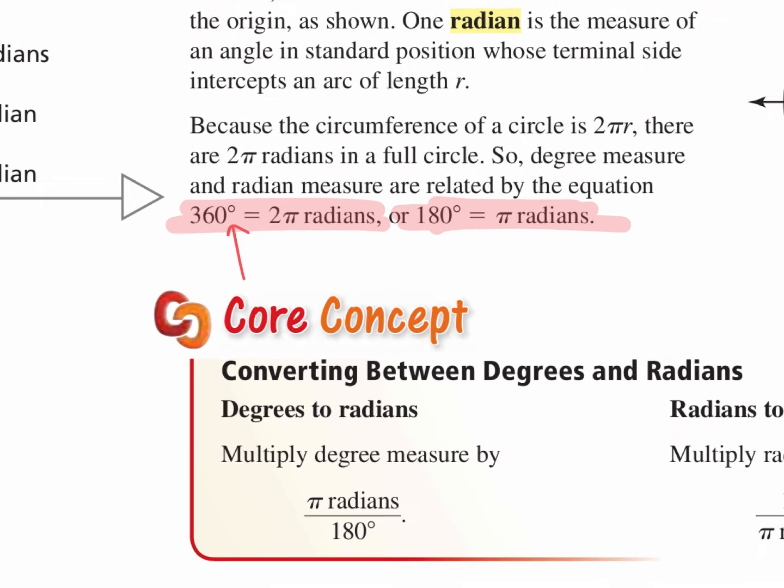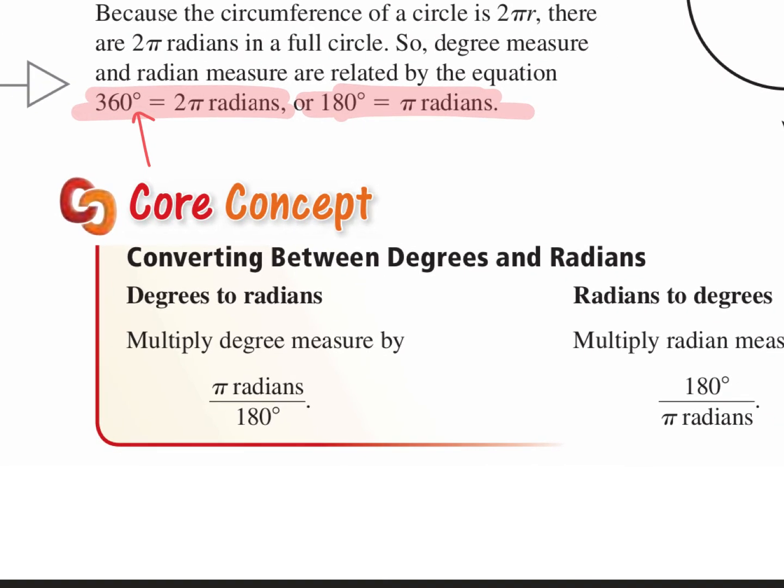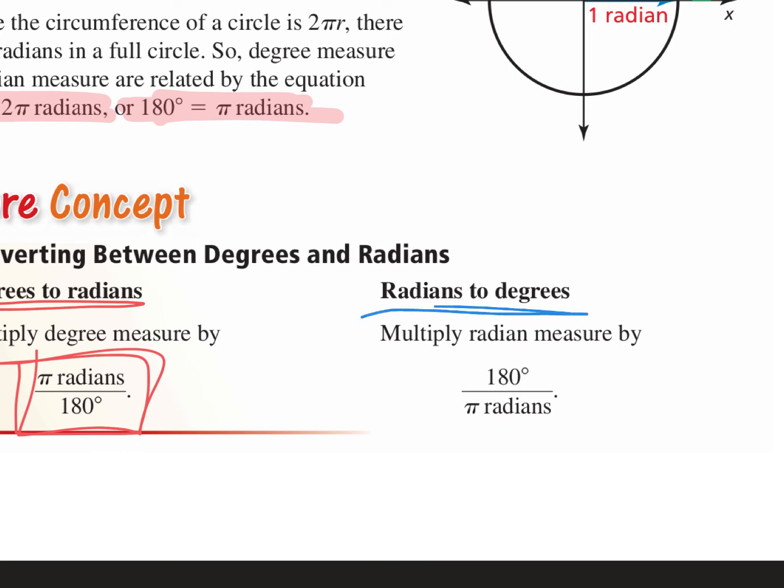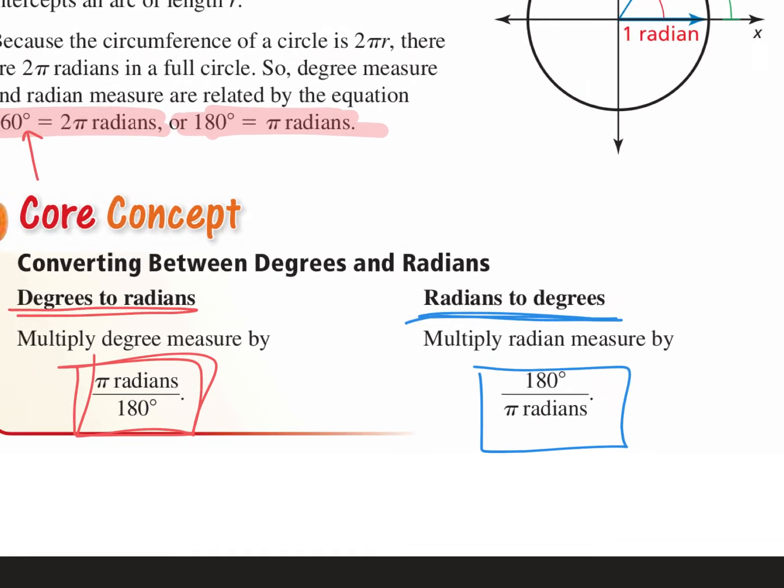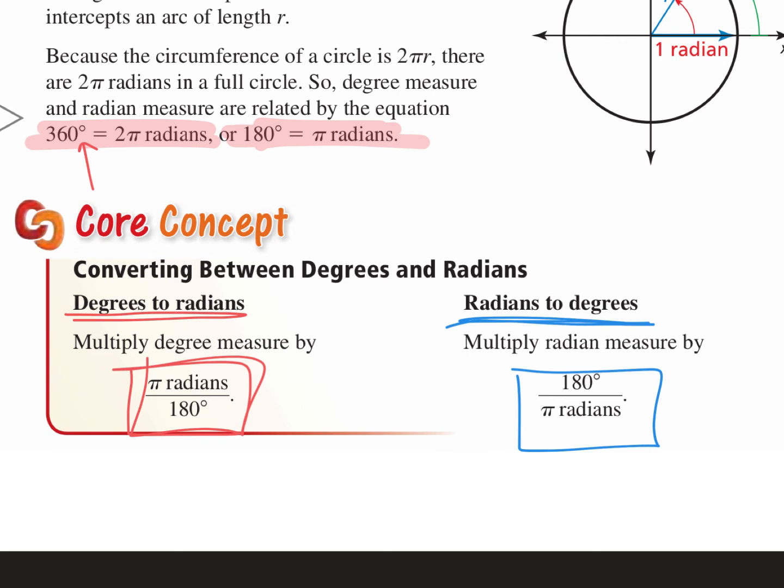So here we're going to be converting from degrees to radians and from radians to degrees. To convert from degrees to radians, we multiply whatever degree was given to us by pi over 180. And to go from radians to degrees, we multiply it by 180 over pi. So these are the two little formulas you need to know when to convert. Just be careful to know the difference between going from degrees to radians and going from radians to degrees. So let's look at some examples.